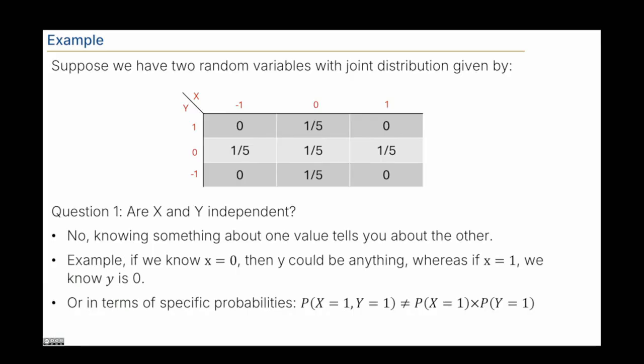No, they're not independent. The reason is, if you knew something about one value, it would tell you about the other. For example, if x is 0, y could be anything, right? There's an equal chance that it's anything. But if x is 1, we know that y is 0. Or in terms of specific probabilities, what's the probability that x is 1 and y is 1? That's 0, which is not the same as the probability that x is equal to 1 times the probability that y is 1.